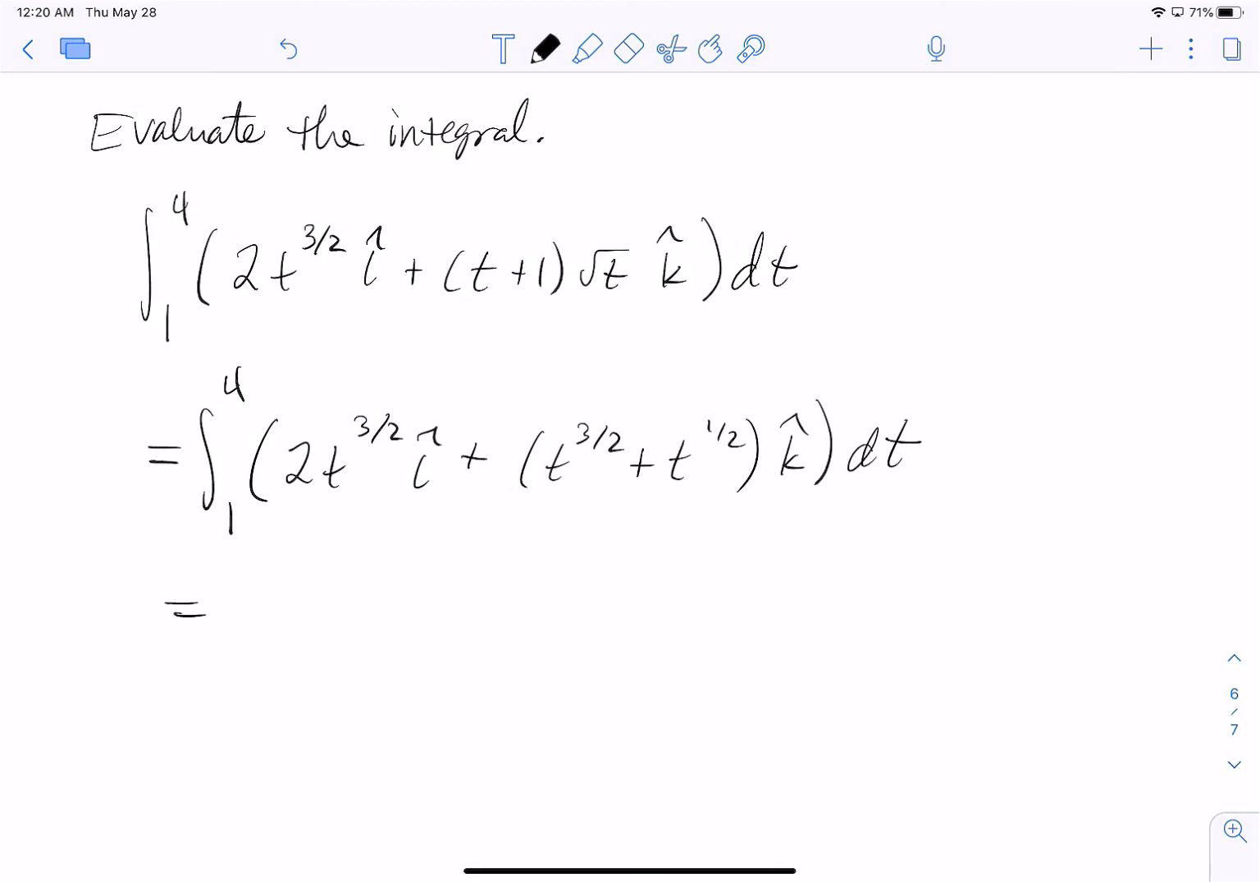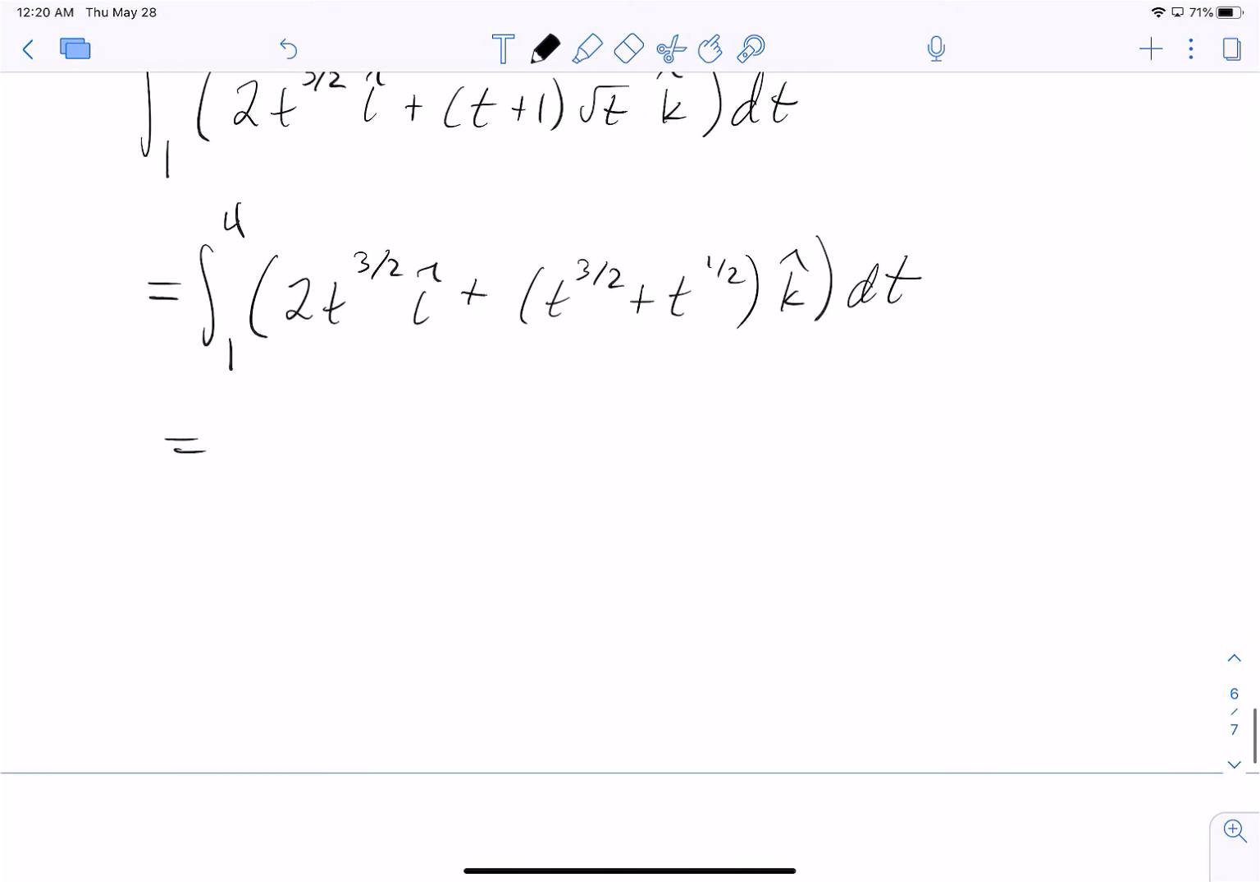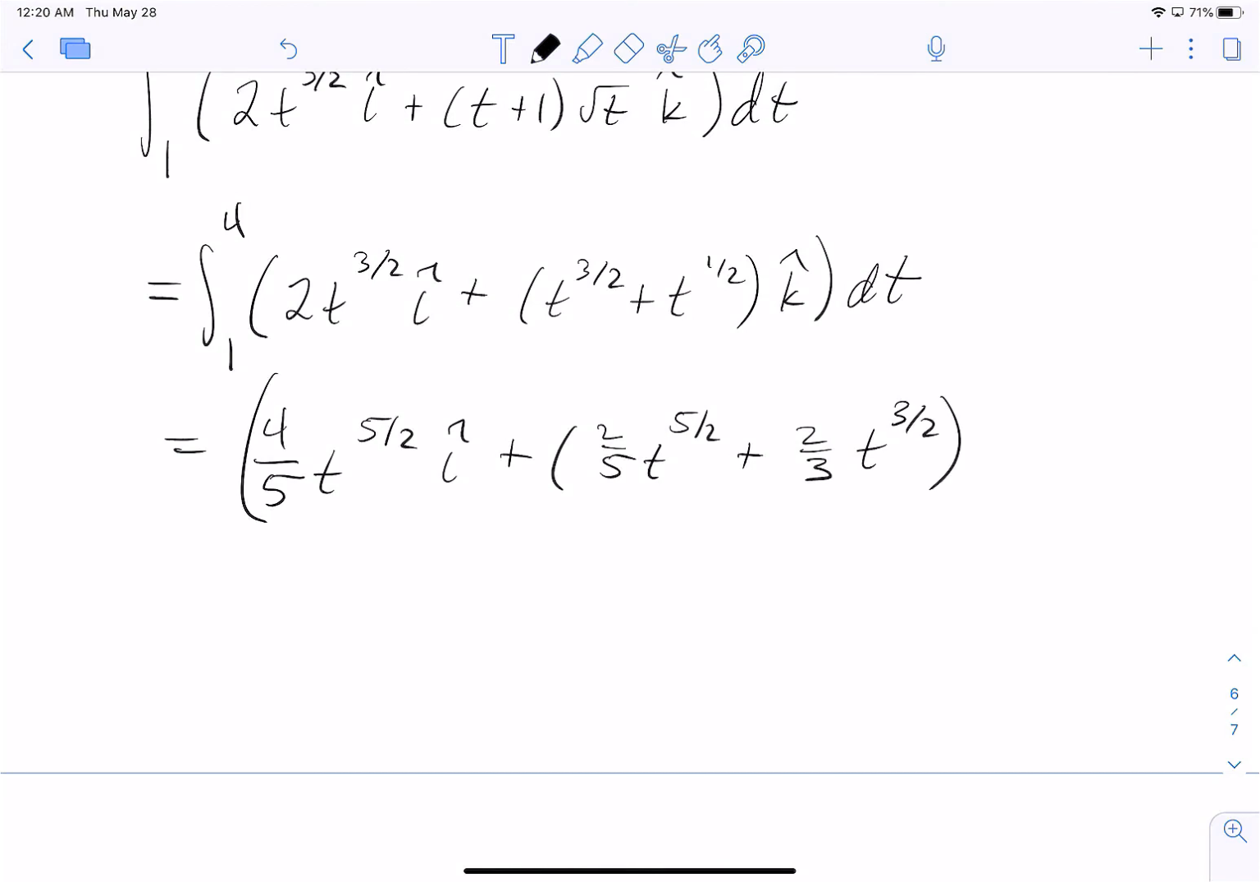All right, looks like we're going to use the power rule a few times here. So we get 4/5 t to the 5 halves i plus the quantity of 2/5 t to the 5 halves plus 2/3 t to the 3 halves. That whole thing is, oh, that's got a k. And the whole thing is going to be evaluated from 1 to 4.